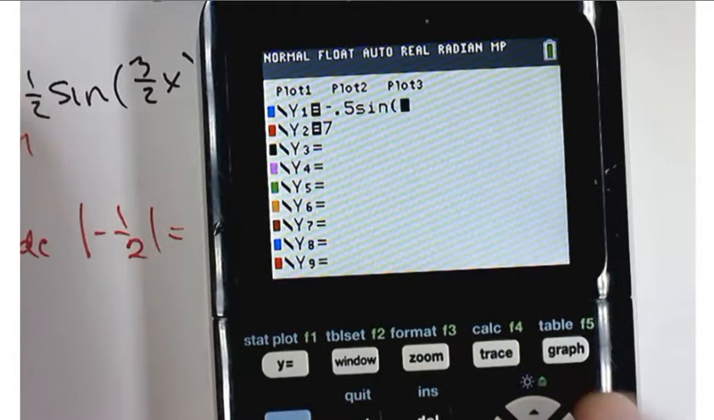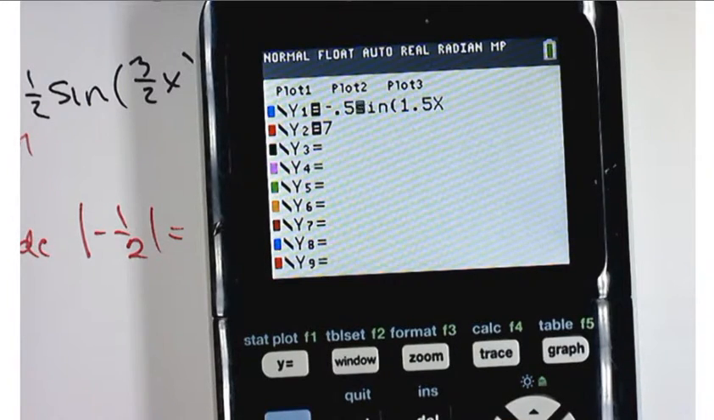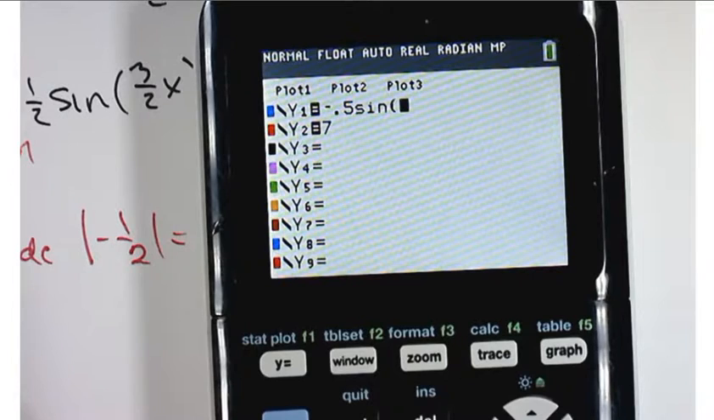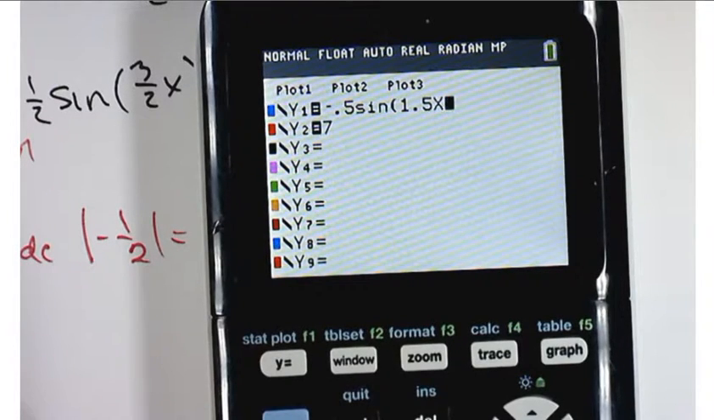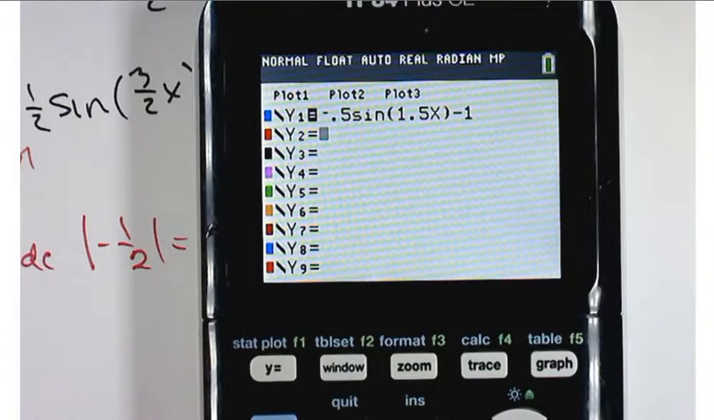Well, again, you could use a decimal. There's nothing wrong with that. You just do 1.5x. I mean, there's nothing wrong with doing the equivalent thing, 3x divided by 2. You know, it's just whatever you find convenient. So, in any case, minus 0.5 sine 1.5x minus 1. Clear out anything else. And now we need to figure out where we want to graph it.